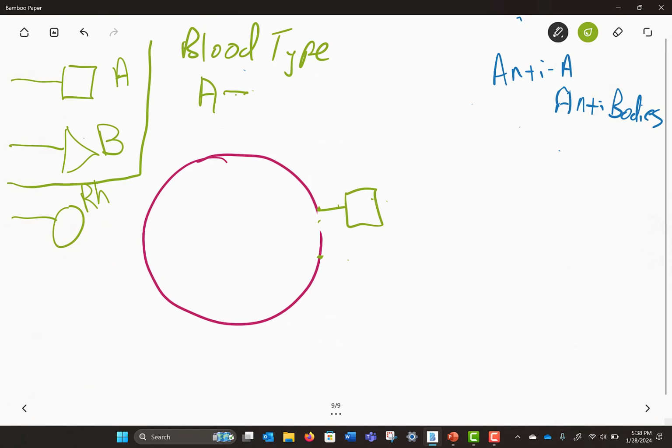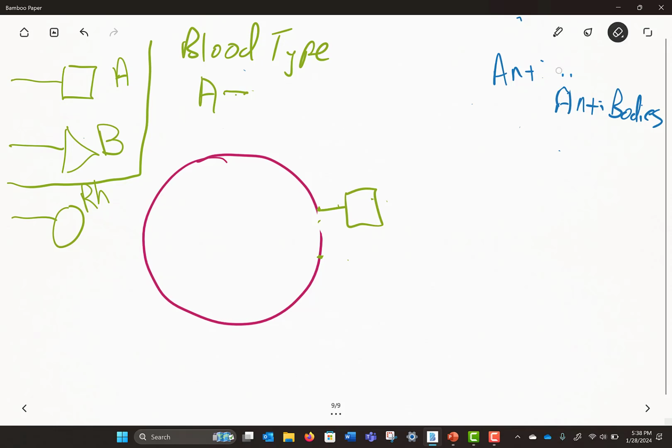The negative just means they do not have RH. There is no positive or negative RH antigen. There is either RH antigen or not. RH antigen, you put a positive sign. No RH antigen, you put a negative sign. Positive means they have it, negative means they don't.